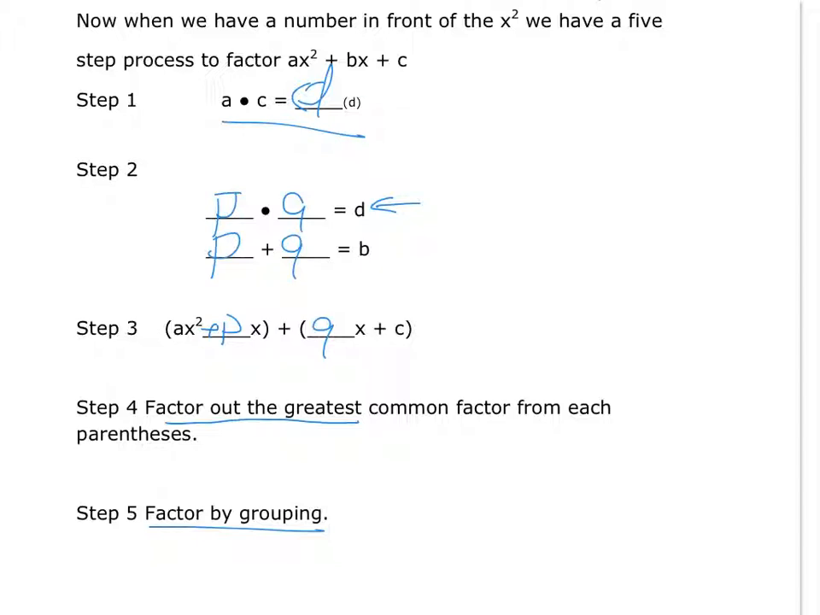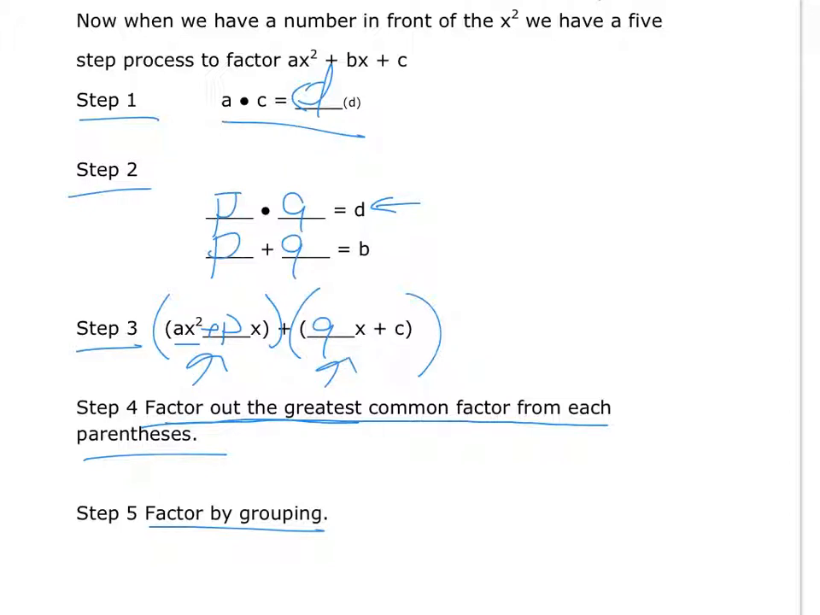The 5-step process looks very difficult, but I recommend that you write this down. Step 1, a times c equals d. Step 2, blank times blank equals d. Blank plus blank equals b. Step 3, ax squared plus px is in parentheses, and then plus qx in parentheses plus c. So again, these are grouped together, and these are grouped together, and so when it says factor out the greatest common factor from each set of parentheses, there should be 2 different greatest common factors that you take out, then you factor by grouping again.